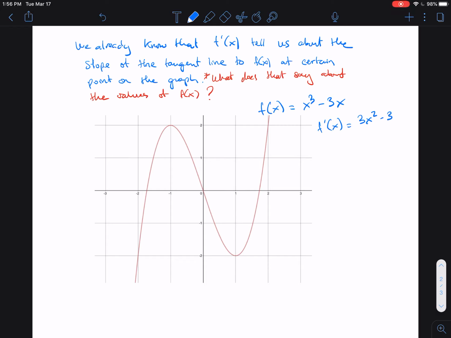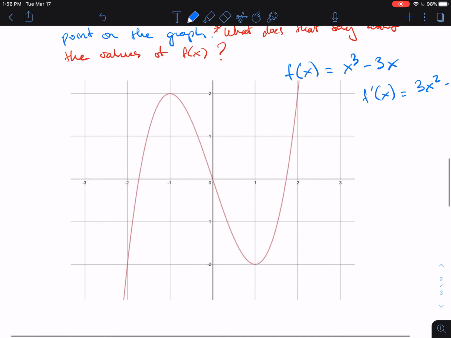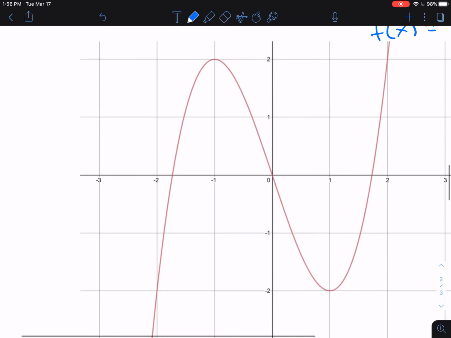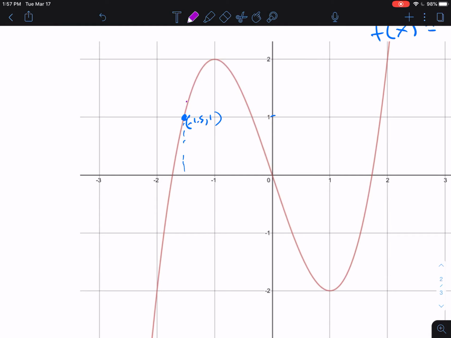So let's pick a point on the graph here. Suppose I want to pick a point. Let's say here is the point. It looks like this point has a coordinate of about negative 1.5, comma 1. So that's the point there. Let's draw the tangent line to that point. Let's use a different color, purple. So this is the slope of the tangent line to the graph at that point.